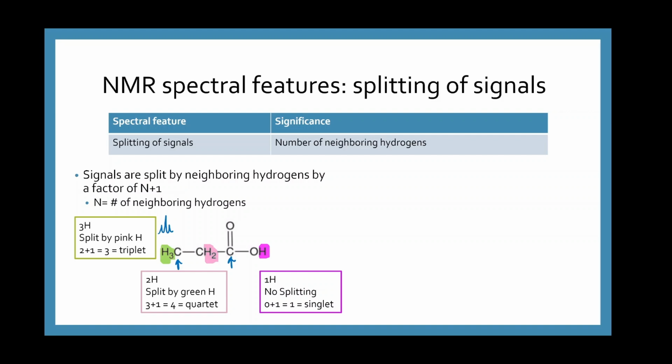The neighboring carbon on the left has 3 hydrogens bonded to it, so those will split the signal for the CH2 group. The carbon on the right is not bonded to any hydrogens, so that carbon does not contribute to the splitting of the CH2 group. So the CH2, the light pink hydrogens, are split only by the green hydrogens. There are 3 of them. So if we do 3 plus 1, that's 4. So this peak will look like a quartet, which is 4 small peaks instead of 1 large peak.